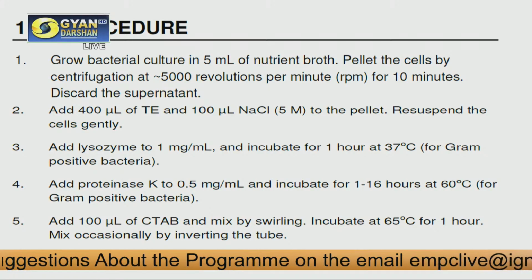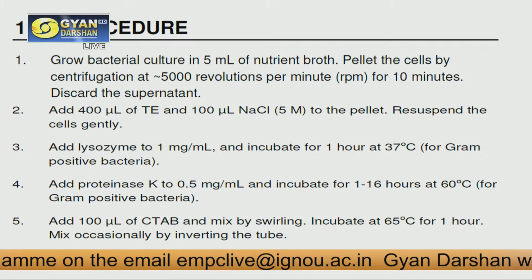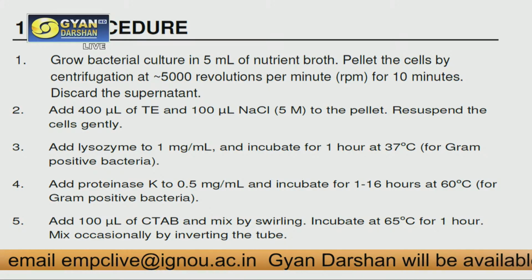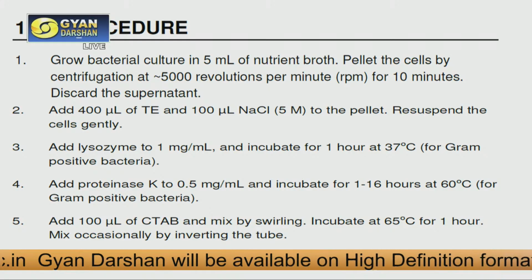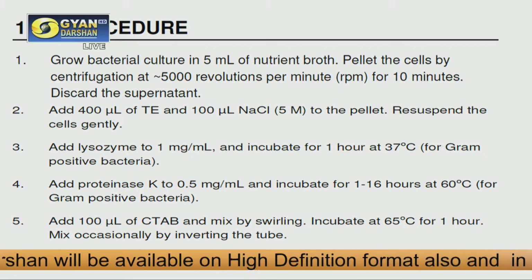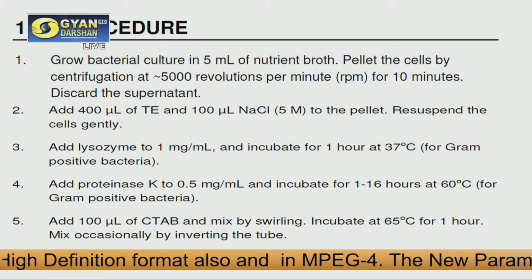Finally, you add the CTAB buffer. That is 10% CTAB buffer, which you have already prepared. So you add 100 microliter of CTAB, mix, and incubate at 65 degrees centigrade for 1 hour with occasional inversion of the tube. Then you add RNase A.